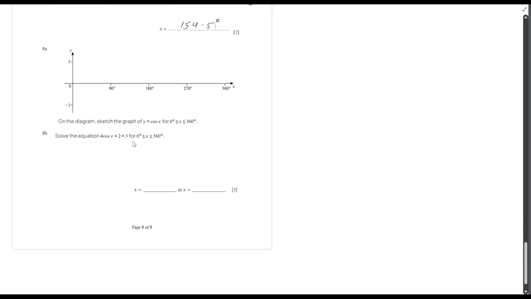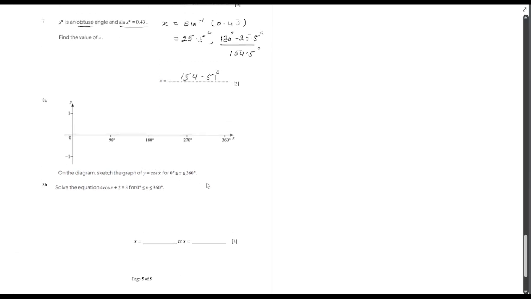Now, eighth question. On the diagram, sketch the graph of y is equal to cos x between 0 and 360 degrees. To draw the graph, I know the value of cos of 0 degrees is 1, so I will start from this 1. Then cos of 90 is 0. Cos of 180 is minus 1. Cos of 270 is again 0. And cos of 360 is again 1.